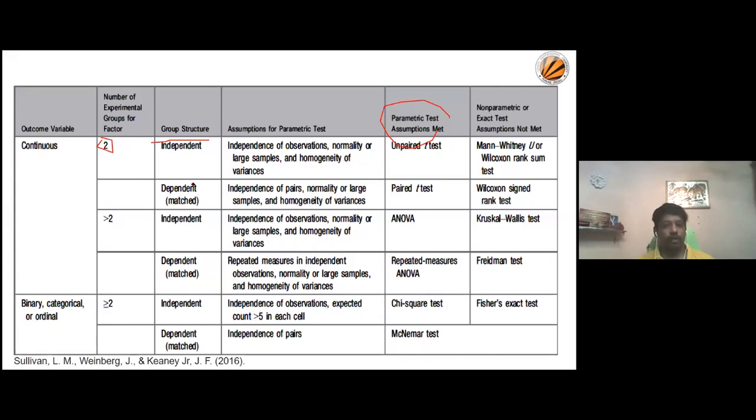Similarly, if you have two groups which are dependent because you assess the same pair, suppose I assess the fitness level of 100 people today, give some intervention for 3 weeks, and reassess them after 3 weeks. I want to compare the level of change in fitness. I'm using the same sample, so I'm going to use the paired t-test if it is normally distributed and meets all the assumptions related to the paired t-test. Otherwise, I'm going to use the Wilcoxon signed-rank test. All right, this is about only two groups.